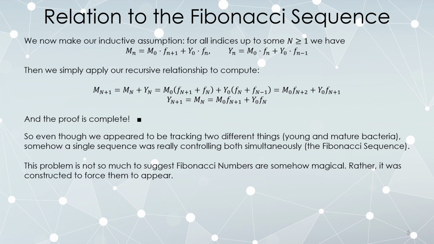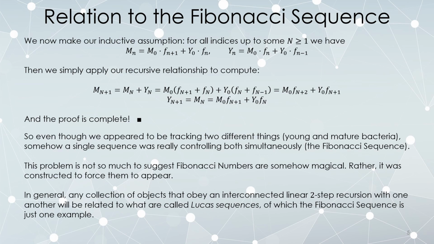The recursive relationship that gave us how many mature and young bacteria we have fundamentally dealt with adding together things from a previous step to get the next one. And whenever you do something like that, Fibonacci numbers are not a big surprise. In general, any collection of objects, whether they be two things like mature and young bacteria or any number of things, that obey some sort of interconnected linear two-step recursion, in other words, if I know how many of the objects I have at two consecutive indices, I can add them together and multiply by constants to determine how many I have at the next step, you'll always get what are called Lucas sequences, and the Fibonacci sequence is one special example.